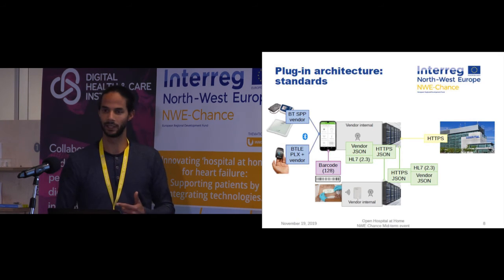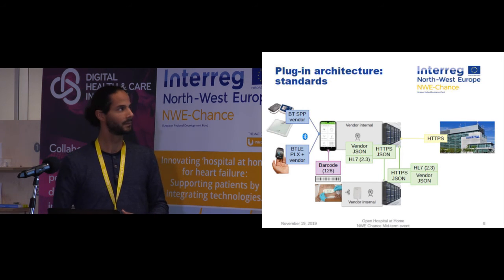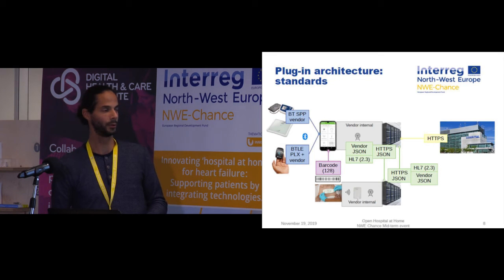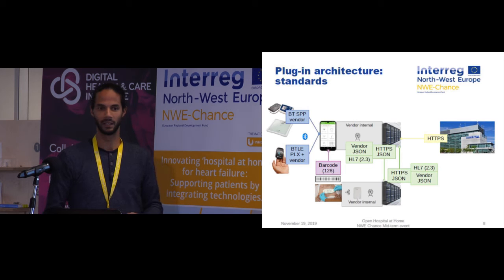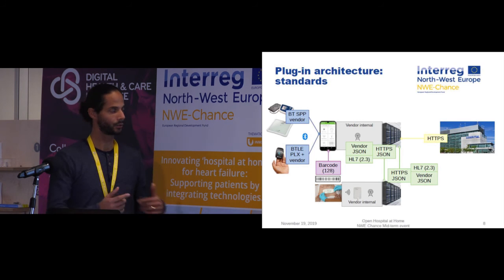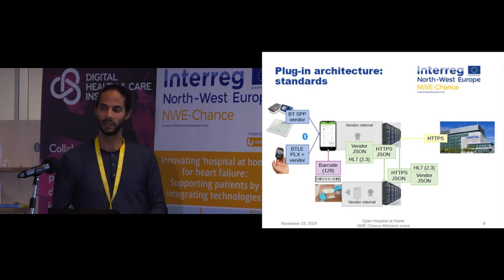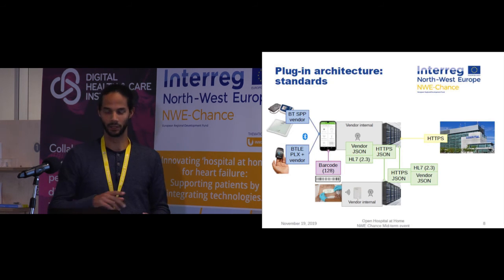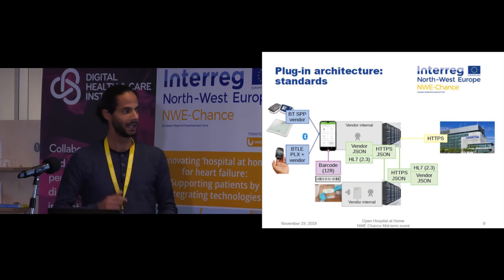For example, the weight scale and blood pressure monitor have a very vendor-specific protocol over an older Bluetooth version. The pulse oximeter is a little bit better because it supports the Bluetooth low energy pulse oximeter protocol, so you can switch it out with any other pulse oximeter that supports that. But if you want to go more advanced, you again have to read the vendor manual. For example, if you want the pulse waves to appear in your system, you're not going to get it through the PLX profile.